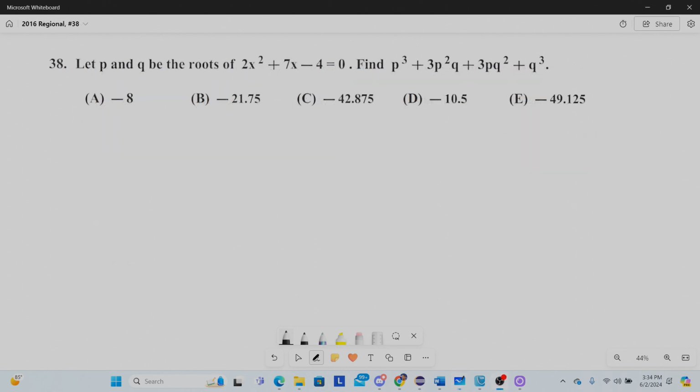All right, the final problem I'd like to attempt is from 2016, the regional UIL test number 38. And the statement of the problem is, let p and q be the roots again of this quadratic, 2x squared plus 7x minus 4 equals 0. Find p cubed plus 3p squared times q plus 3pq squared plus q to the third. And so pause your videos at this point. I'll show the work, although this is a brief one.